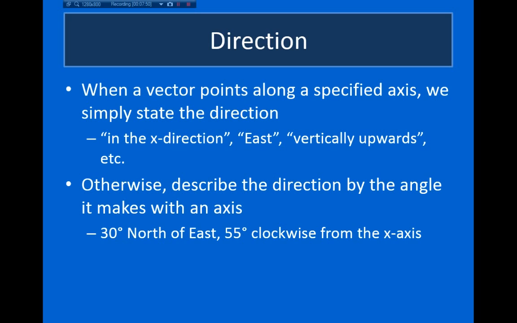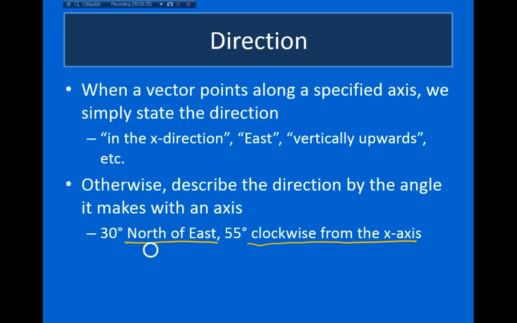Well, in that case, we describe the direction using an angle. For example, I could say a vector is 30 degrees north of east, or 55 degrees clockwise from the x direction. It's very important that any time we discuss the direction of a vector using an angle, we have to say how the angle is being measured. If all I said was 55 degrees, that doesn't mean anything. You don't know how I'm measuring the angle.